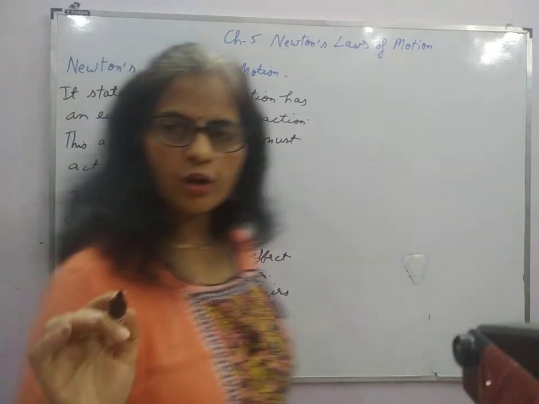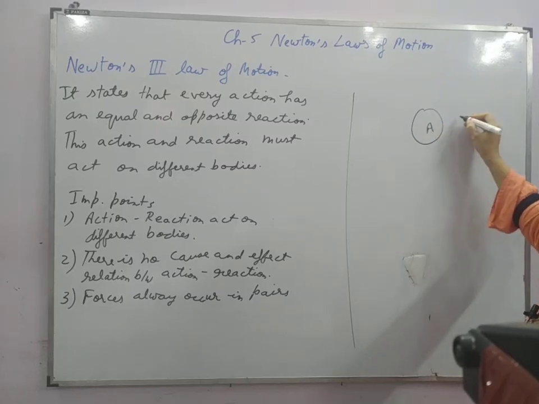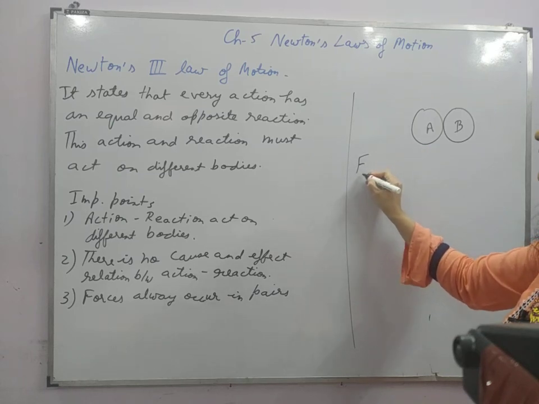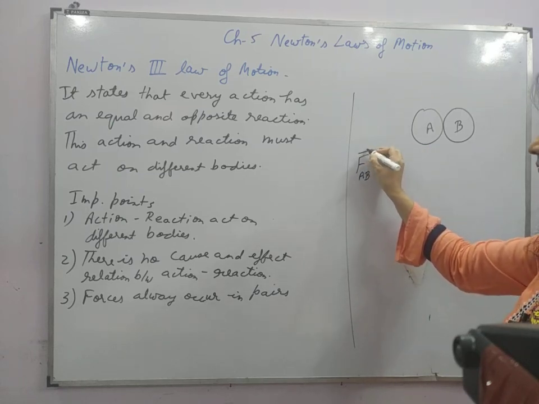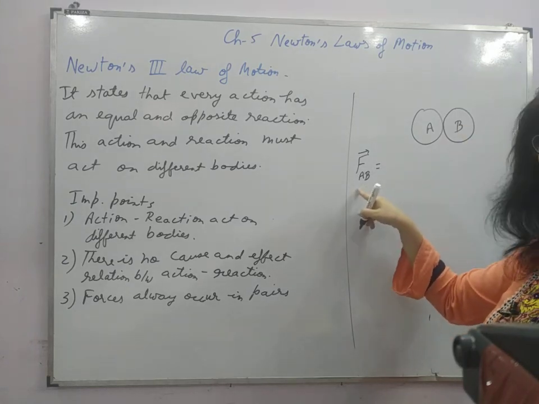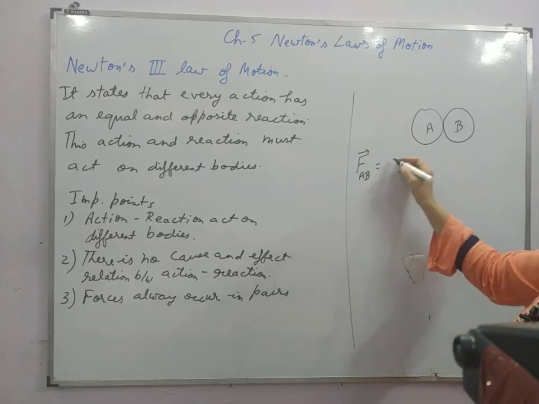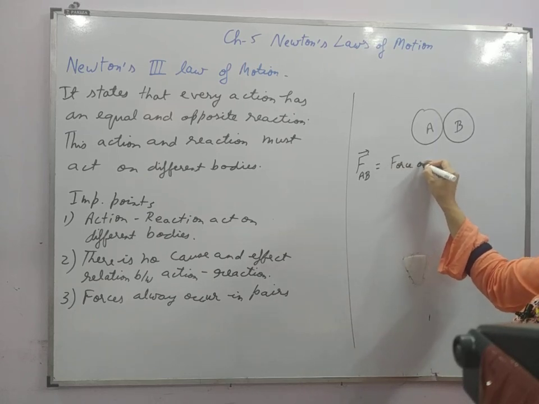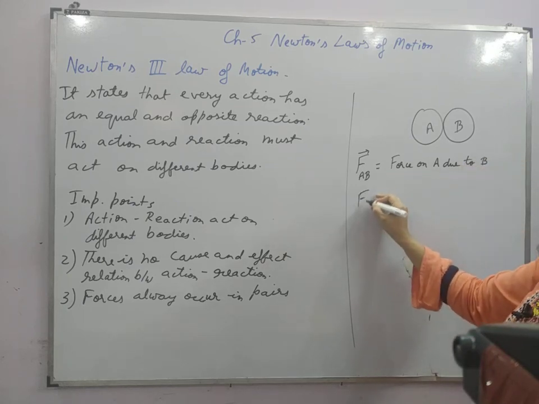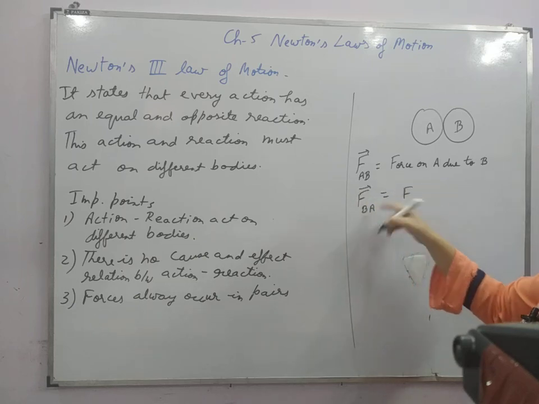Okay. Now if I want to draw the diagram for this, this is the body A, this is the body B, right? Then the force on body A due to B is represented by FAB. You have to remember this thing. This way of writing is very important. How do we write the suffix? We need to remember it for future reference also. So this is the force on A due to B, and the force on B due to A is represented by FBA.